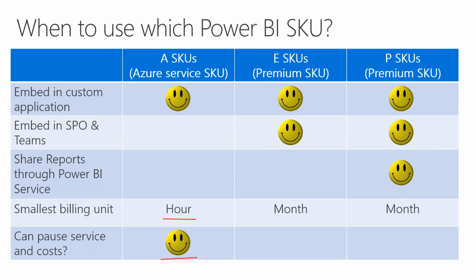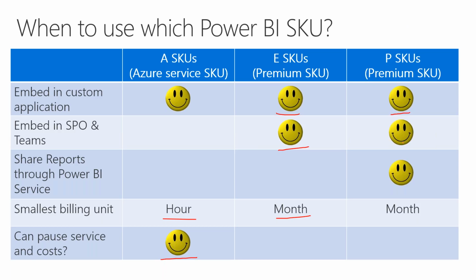The E SKUs are associated with Premium and allow you to embed in a custom application, embed in SharePoint Online and Teams, and it's billed at the month level, right? So we're not scaling this up and down and turning this off and on, right? There's a fixed amount of capacity depending on the SKU that you purchase, and these are the ways that you can access the content. With Power BI Premium, Premium lets you do all of these things.